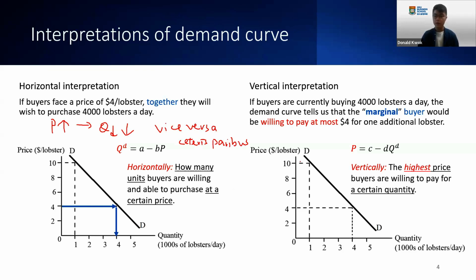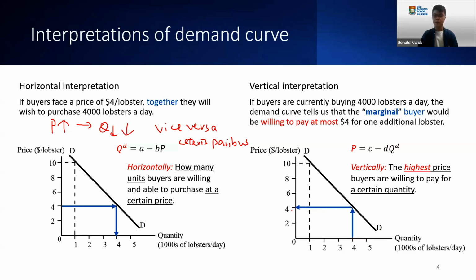And we also have the vertical interpretation of the demand curve. So what's that? This time you're given a particular quantity and you wish to find the corresponding price according to the demand curve. What you're trying to find out here is the maximum price that buyers are willing and able to pay for this particular quantity. So at the quantity of 4,000 lobsters, the corresponding price according to the demand curve is $4, which means that the marginal benefit of the consumer for the 4,000th lobster is $4. So this is how we can find the marginal benefit of the marginal consumer using the vertical interpretation of the demand curve.